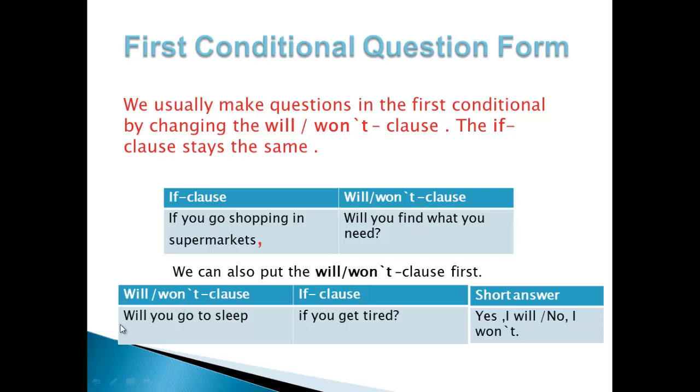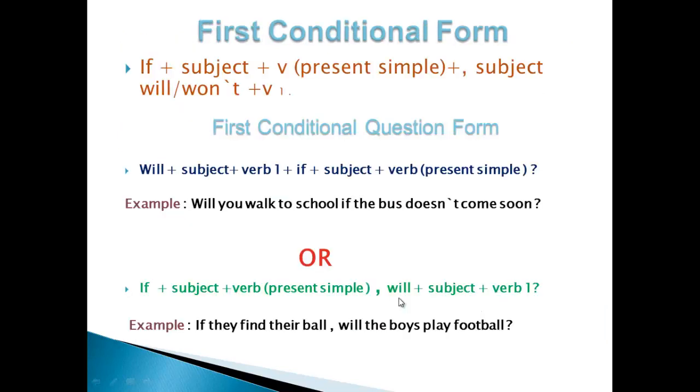So I said, will you go to sleep if you get tired? What is the difference between the two sentences here? Here we add a comma, but here there is no need for a comma because we start with will. So will, you the subject, go the verb, to sleep, if you the subject, get tired. The answer could be yes, I will, or no, I won't.